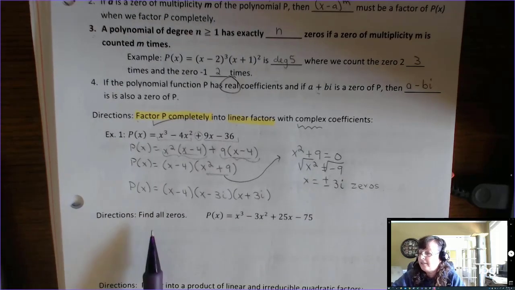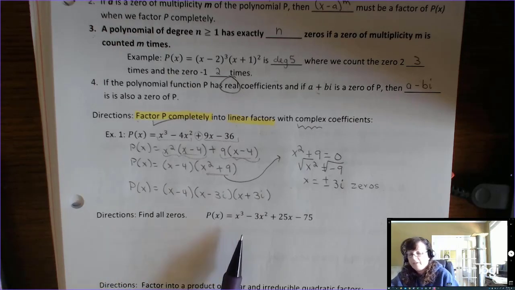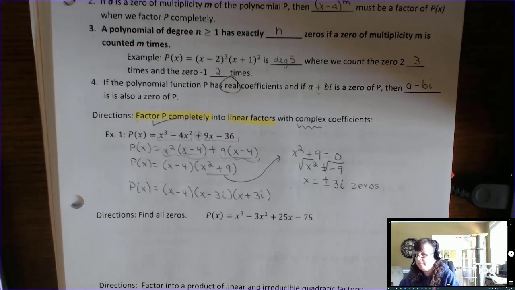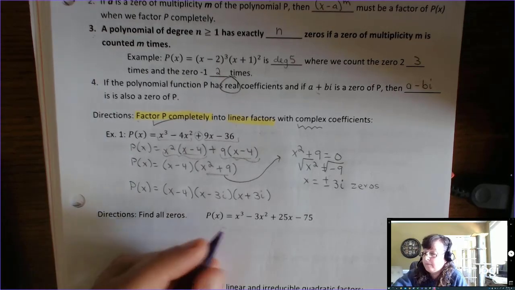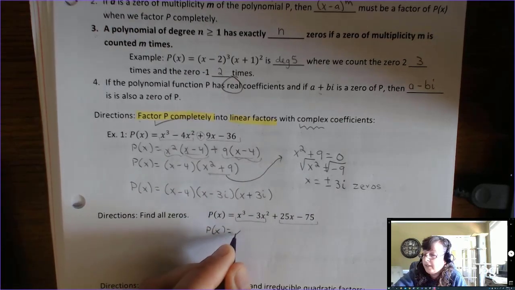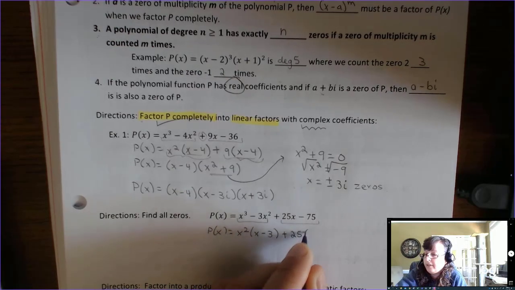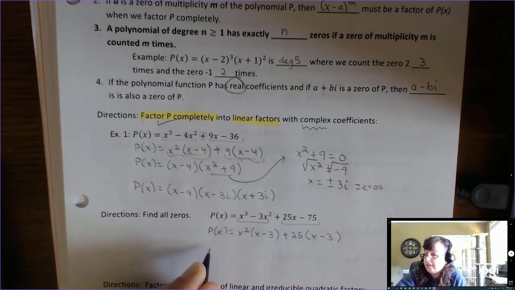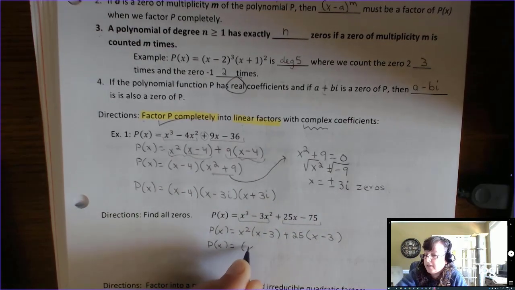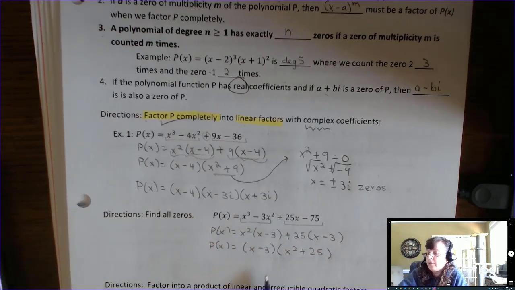The next question says find all zeros. Okay, so even though it says find all zeros, you still have to do this the same way. You have to factor with grouping. So we're going to group these two and these two. P of x equals x squared times x minus 3 plus, pull a 25 out, and you're left with x minus 3. Second step for grouping, there is an x minus 3 in common, times you're left with x squared plus 25. So we have now factored this into a linear and quadratic factor, but it says find all zeros.